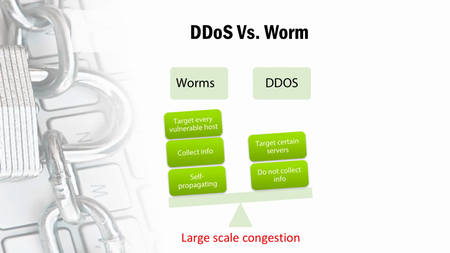There is, in fact, a difference between a worm and a DDoS attack. The target of a DDoS attack is certain servers, but the target of a worm is every vulnerable host in the internet. Worms are self-propagating, but DDoS attacks are not. DDoS attacks target servers instead of clients, but worms may attack both. Worms also collect info, but DDoS does not.